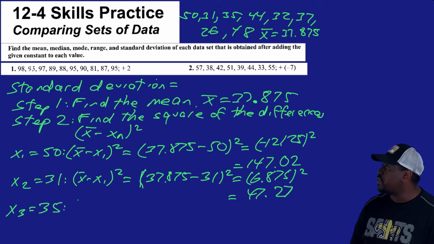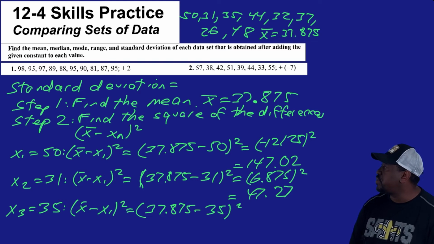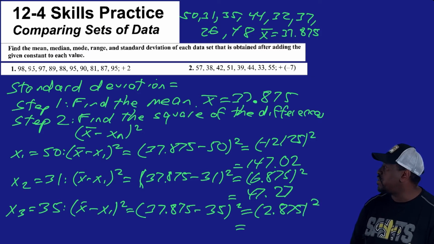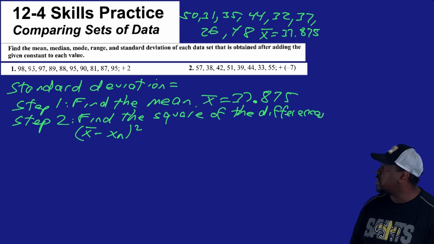Now we do it for the third data point. And so we do the same calculation over and over. We take the mean, which is 37.875, subtract 35, and you square that. When you do that, you will get, I believe, 2.875, and you will square that. When you square that using the calculator and round it to the nearest hundredth, you'll come up with 8.23. So now we gotta keep going.